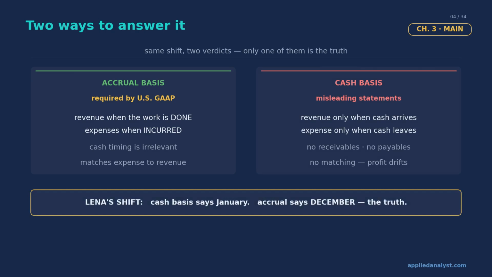Test both on Lena's shift. Cash basis says the paycheck is January's, so it's January's expense, and December's profit looks better than it really was. Accrual basis says the work happened in December, so December pays the bill. Accrual tells the truth. That's why generally accepted accounting principles demands it.